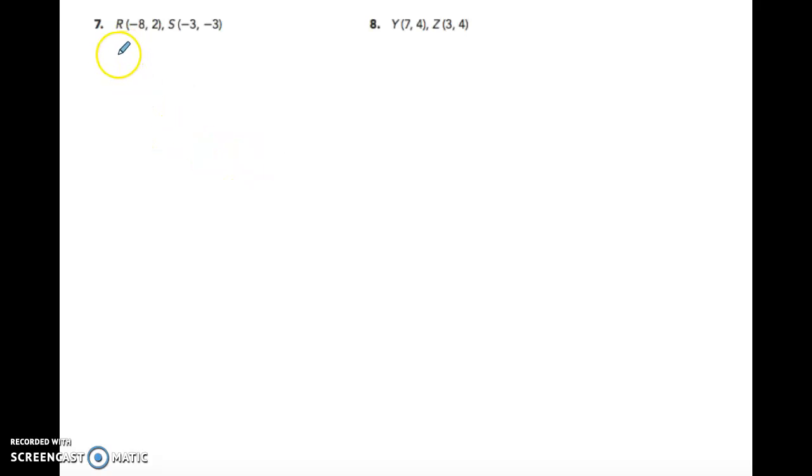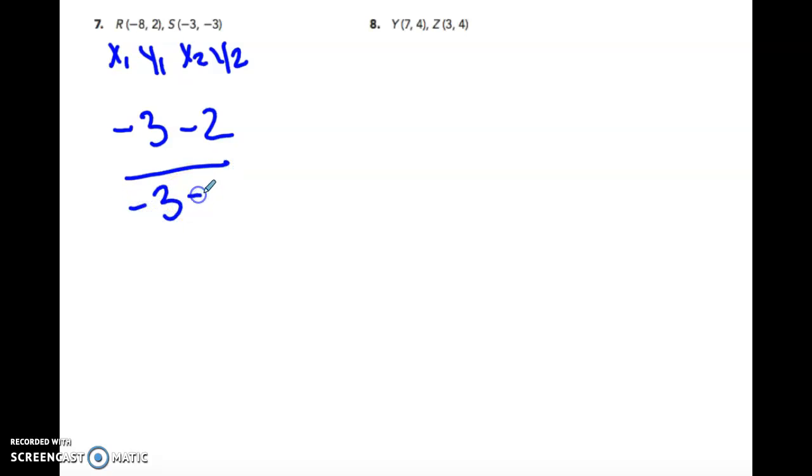Last two problems. x1, y1, x2, y2. y2 minus y1 over x2 minus x1. Excuse me. Same signs, add and keep. Double negative here, make it a positive. Remember, your double negatives are when the negative signs are right next to each other like that. And now we have different signs. Subtract, keep the sign of the higher number.